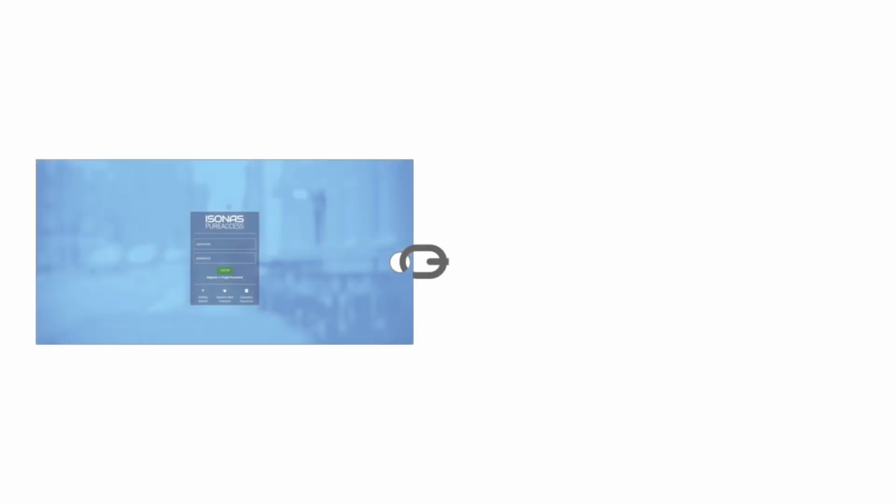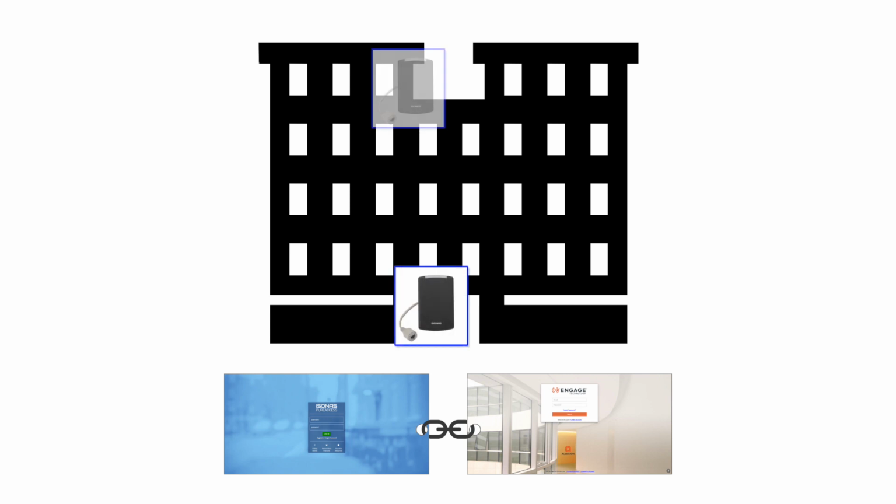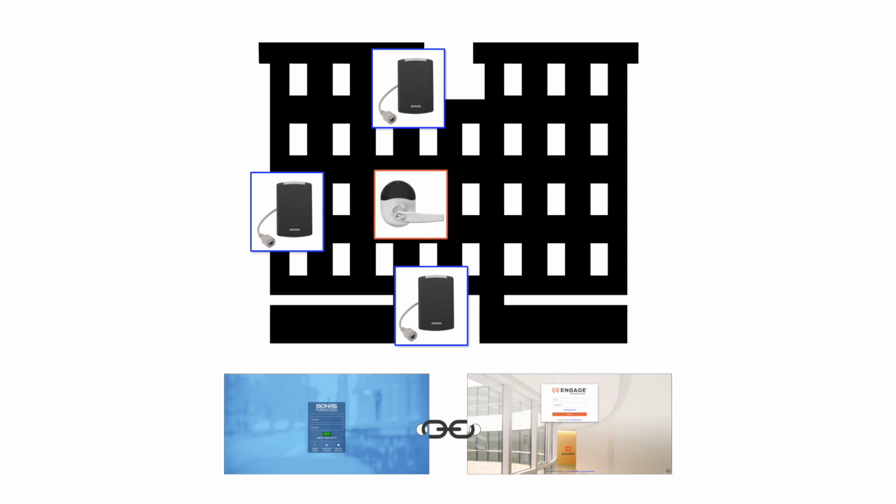Pure Access Cloud and Engage. When these two technologies are combined, the reader controllers deliver near real-time access control to your high-traffic, high-priority doors, as they always have, while Schlage Wi-Fi locks fill in the gaps on doors less traveled, using their batteries once a day to connect to Pure Access and download updates.